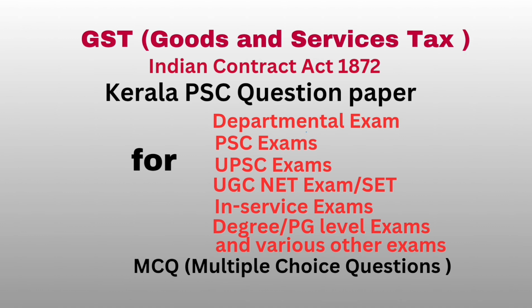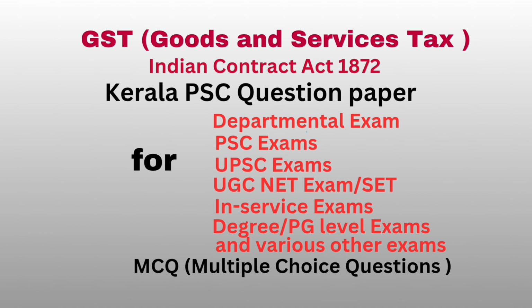Question number 47. In case of offences like tax has not been paid or short paid or erroneously refunded or input tax credit has been wrongly availed or utilized for any reason other than reason of fraud or any willful misstatement or suppression of facts to evade tax shall be liable for penalty of dash. Answer option A 10,000 rupees, option B equal to 10% of the tax due from such person, option C 1 or 2 whichever is higher, option D none of the above. Correct answer option C 1 or 2 whichever is higher, that is 10,000 rupees or equal to 10% of the tax due from such person whichever is higher.